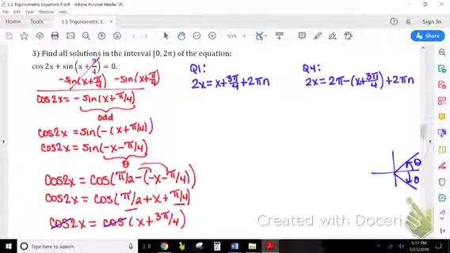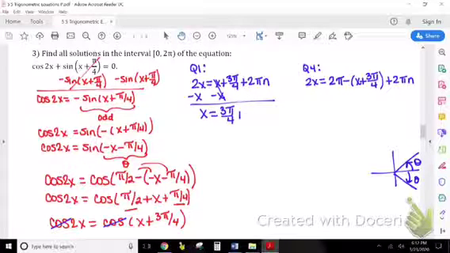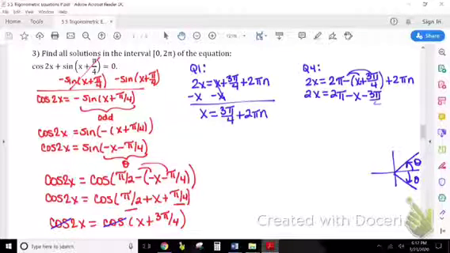Alright, so let's work on that quadrant 1 angle. We've got to solve for x, so let's subtract this x here. And so we get x equals 3 pi over 4 plus 2 pi n. Now for this quadrant 4 one, we're going to do a little bit more work. First thing is I'm going to distribute the negative. So 2x equals 2 pi minus x minus 3 pi over 4 plus 2 pi n.